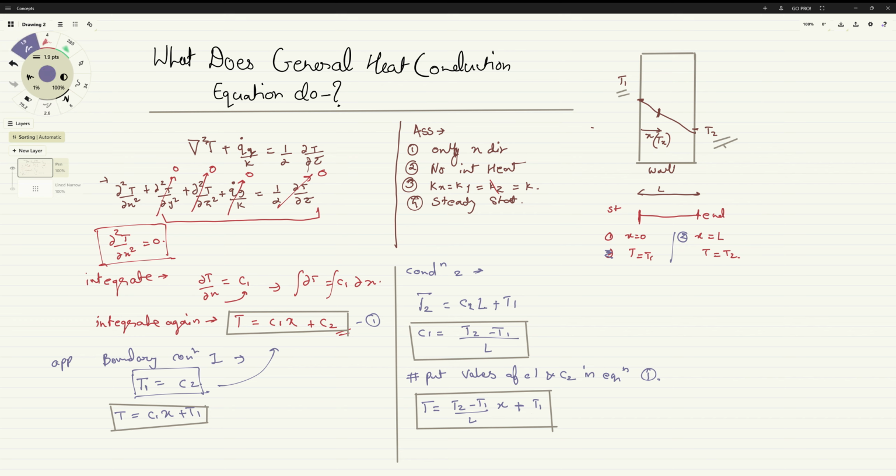This is how we can use general equations, and this is applicable to all equations, not just this one. There are so many equations, Navier-Stokes and all of those. This methodology is applicable to all general equations: eliminate the unnecessary terms, apply some specific conditions, and you'll get a final equation like this. That's what the general heat conduction equation wants you to know. Thank you.